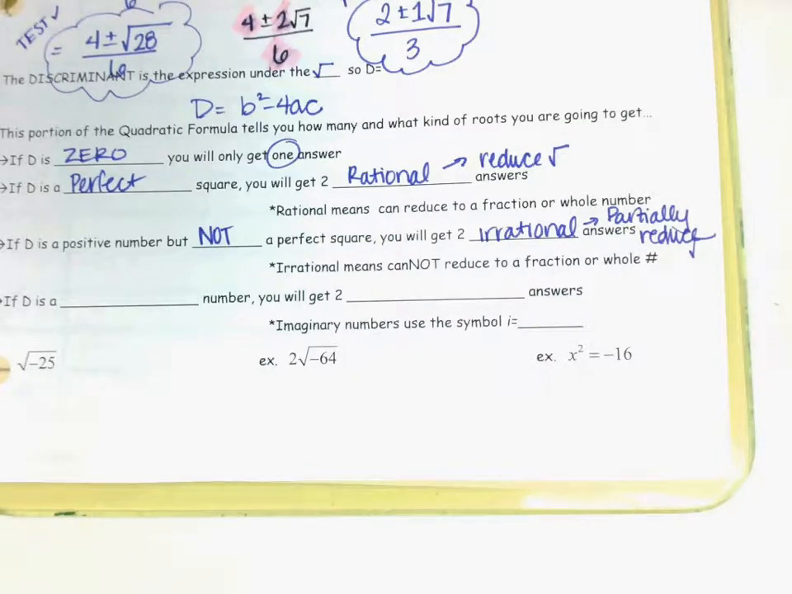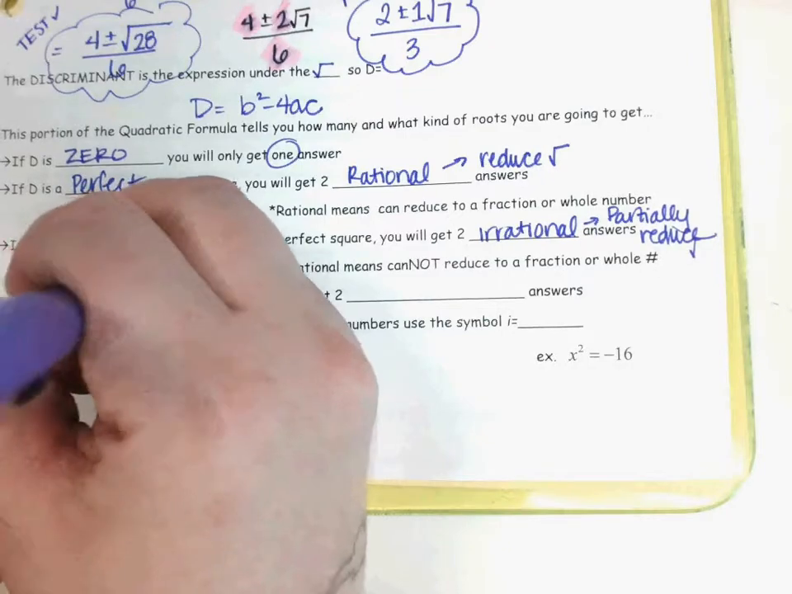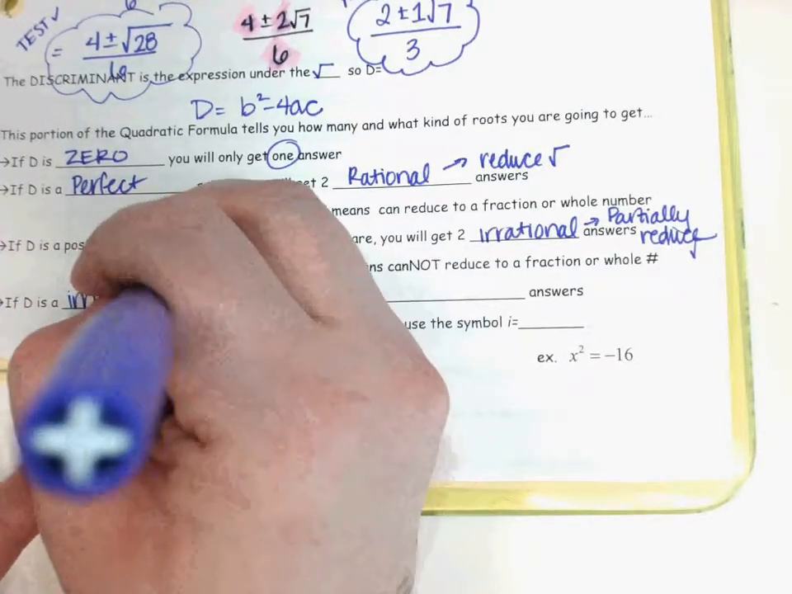Okay, but then if it comes out to be negative, you're going to have, does anybody remember what happens if you're square rooting a negative? What kind of number it is? Huh? Oh, all of them. No, it's going to have an i in it. Do you remember what the i stands for? Imaginary. Imaginary, very good. Now, we're going to come back to the imaginary in a second.